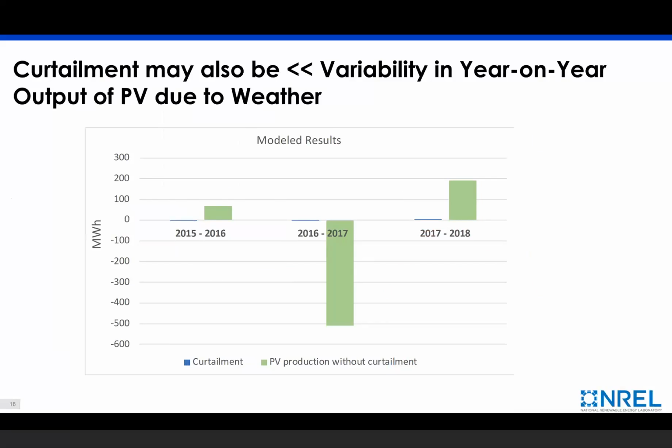So this is showing an example of modeled results of curtailment and then PV production without curtailment in the green for 3 different years that we looked at on a particular feeder. And this did have a more coordinated flexible interconnection scheme. And you can see that the variability and the total magnitude of curtailment is much less than just the uncertainty overall in how much PV production you'll get out of a particular system. Next slide.